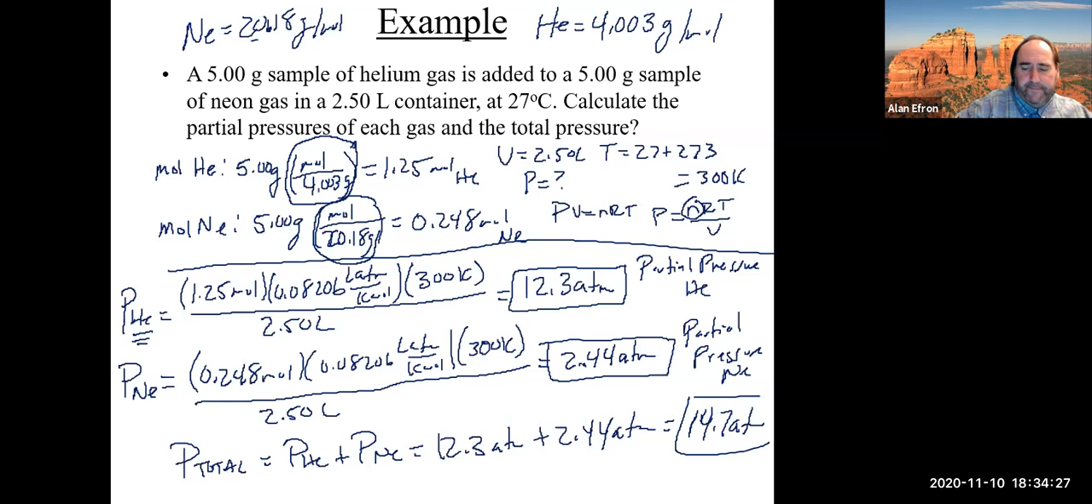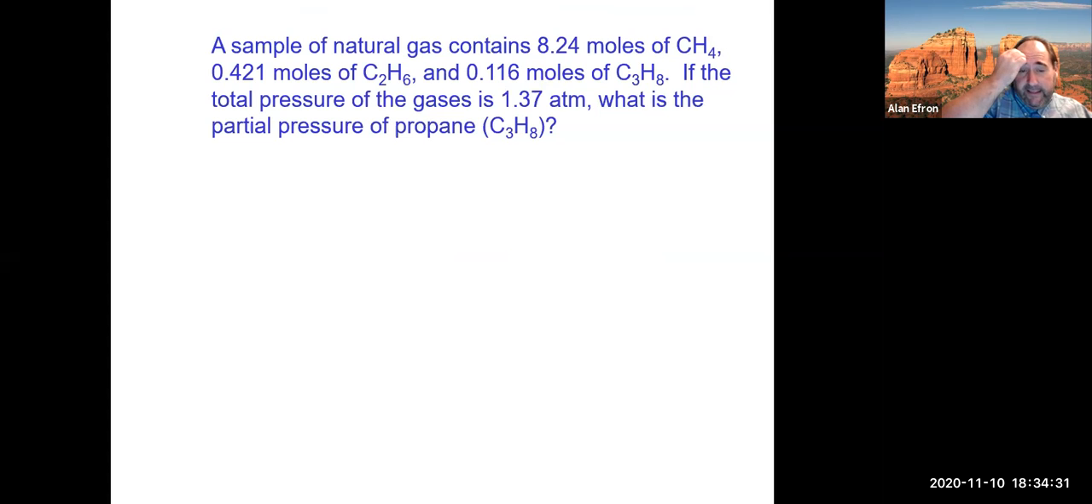Let's try the next one here. A natural gas contains 8.24 moles of methane, 0.421 moles of ethane, and 0.116 moles of propane. If the total pressure is 1.37, we're looking for the partial pressure of propane, the C3H8. So see what you come up with.